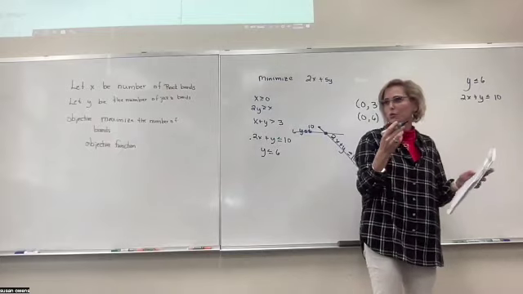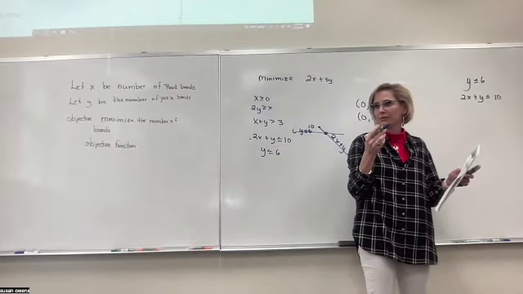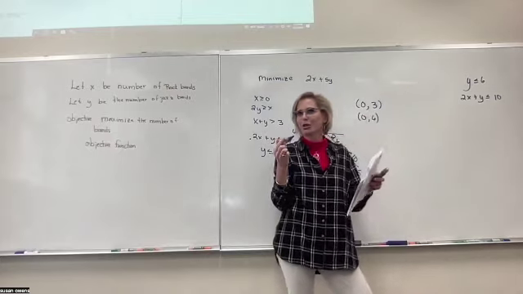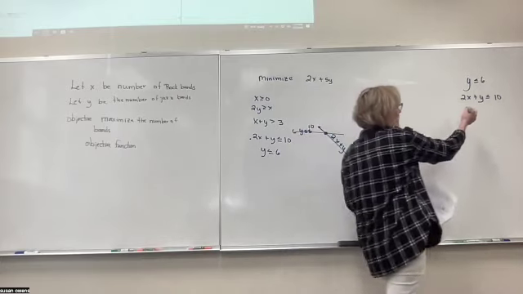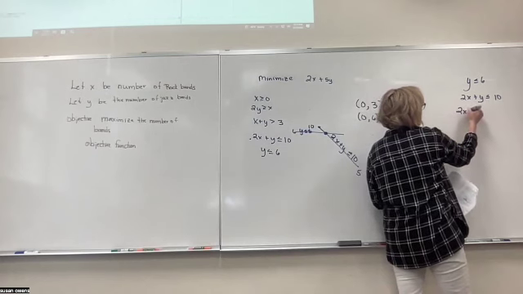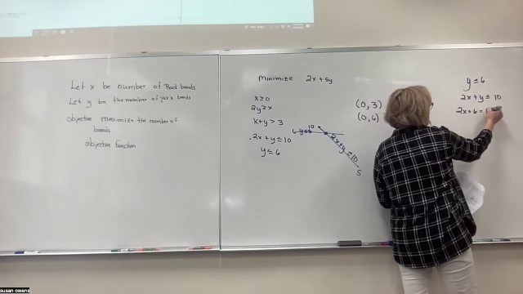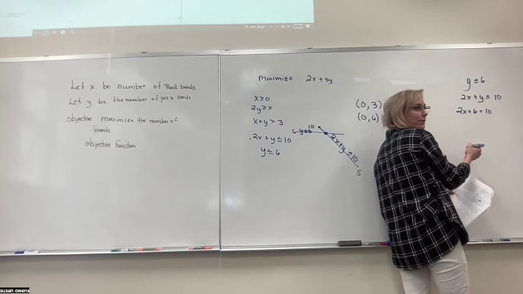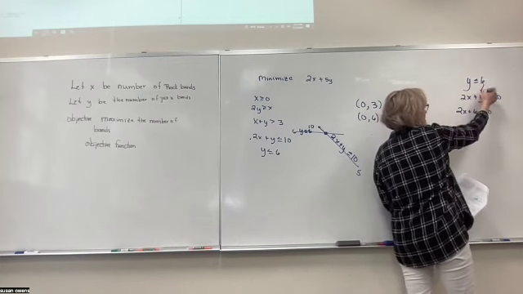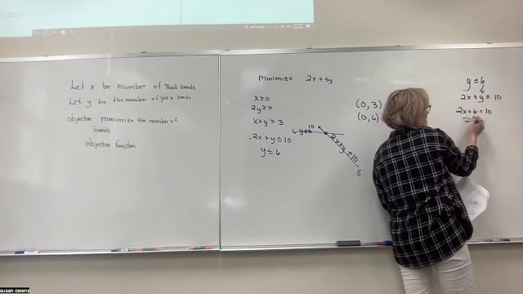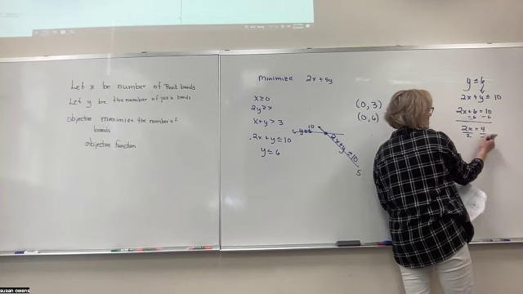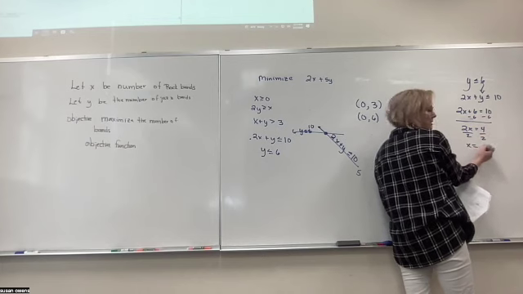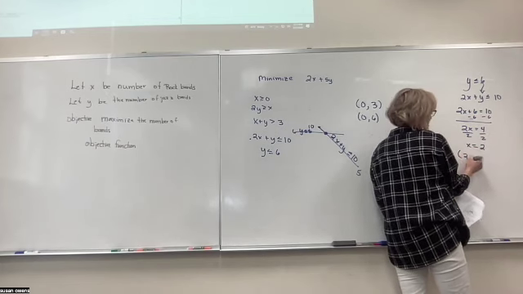Substitution or elimination? Which one's going to be easiest? Substitution, because we know the y value, right? What is the y value? 6. So we're going to substitute 6 in here. 2x plus 6 equals 10. I substituted this into this. Subtract 6 from both sides. 2x equals 4. Divide by 2, divide by 2. X equals 2. So that's the point 2, 6.